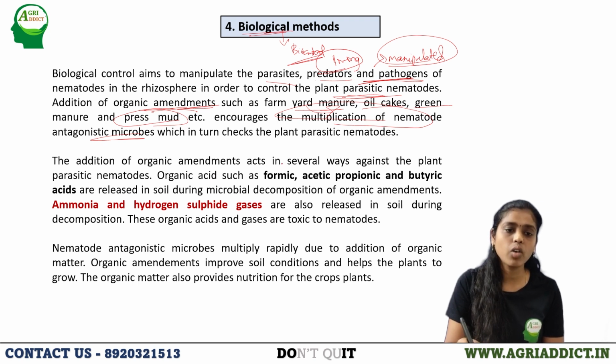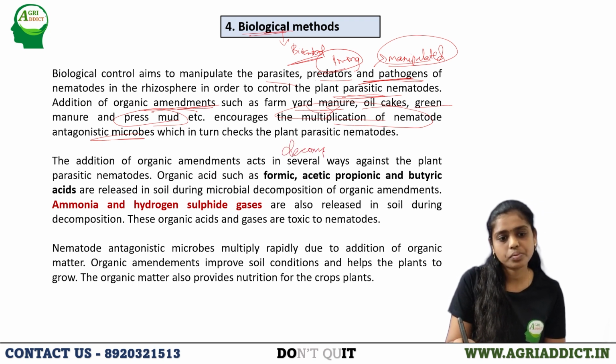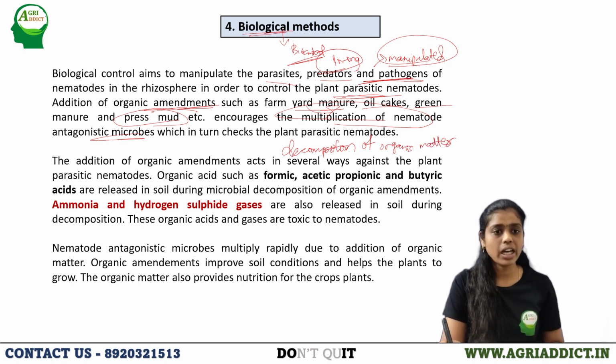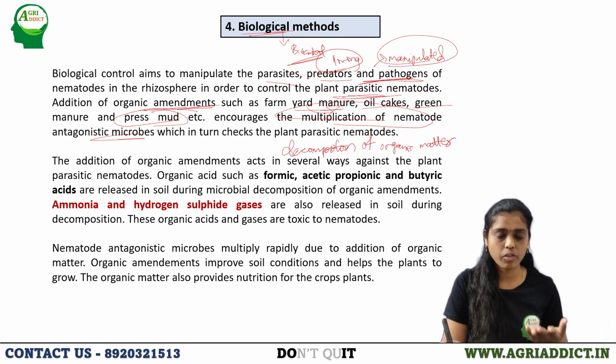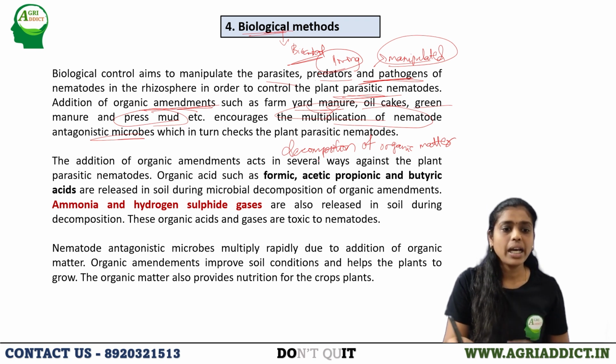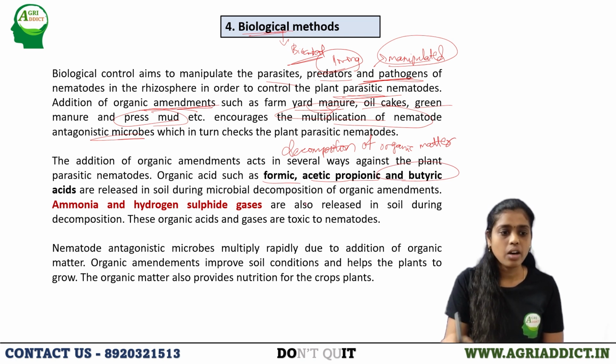These organisms are involved in the decomposition of organic matter, whatever we are applying, like farmyard manures or oil cakes. This decomposition will take place by the organisms which are present in the soil. Through decomposition, it emits some acids like formic acid, acetic, propionic and butyric acid, which will be released in the soil during the microbial decomposition.